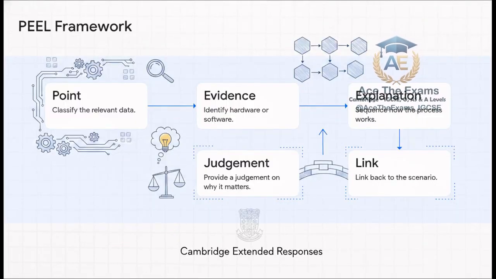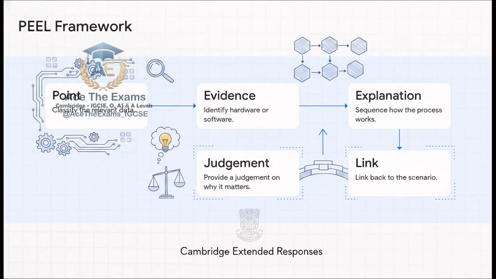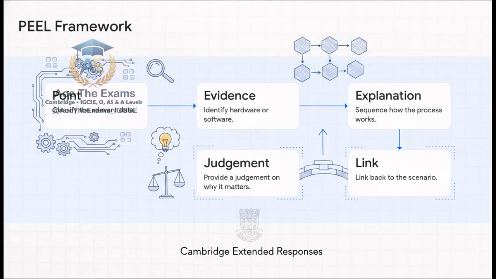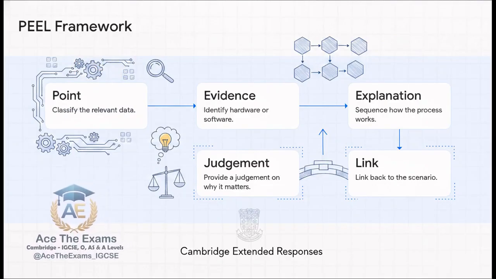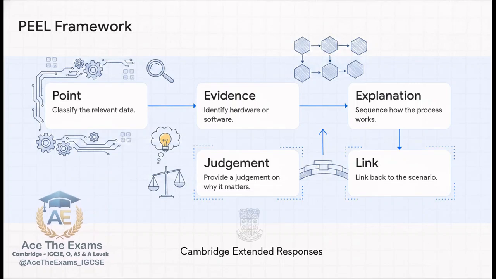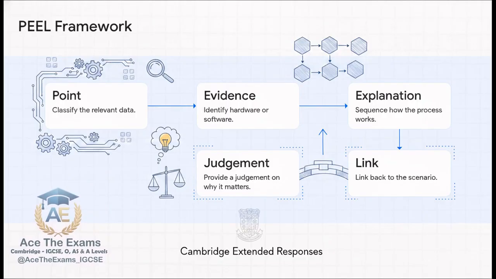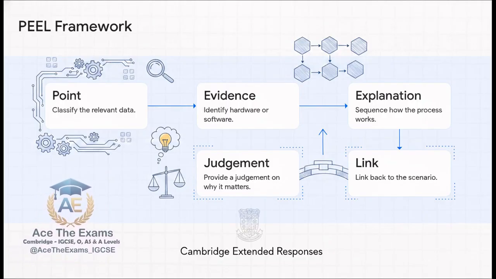Okay, here is your disciplined path to top band marks. We call it the PEAL framework. Point, evidence, explanation, link, and judgment. You start by classifying the relevant data or hardware. That's your point and evidence. Then you clearly sequence how the process works. There's your explanation. Finally, and this is absolutely crucial, you link the explanation back to the scenario and provide a judgment on why it actually matters.